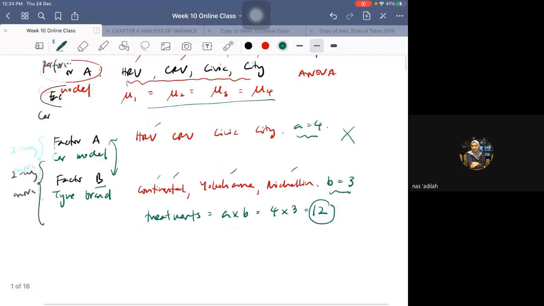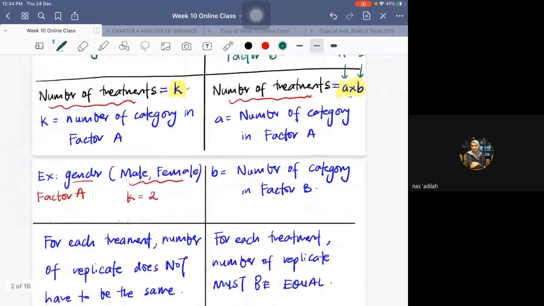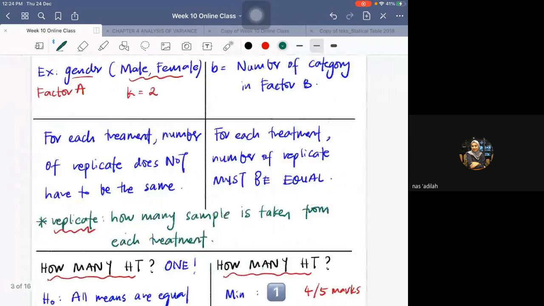Okay, so that will be the second difference. The third difference is that for each treatment in one-way ANOVA, the number of replicates does not have to be the same. So what is the number of replicates? The number of replicates means, for each of the treatments, how many samples are taken.